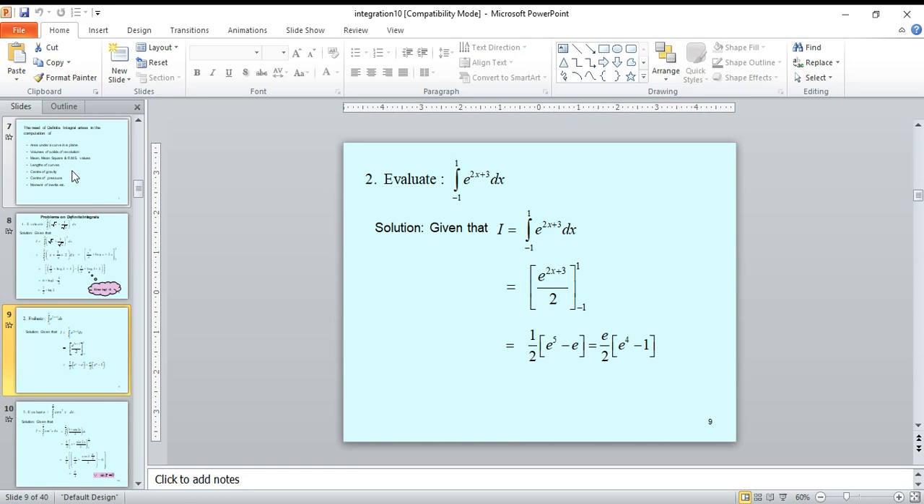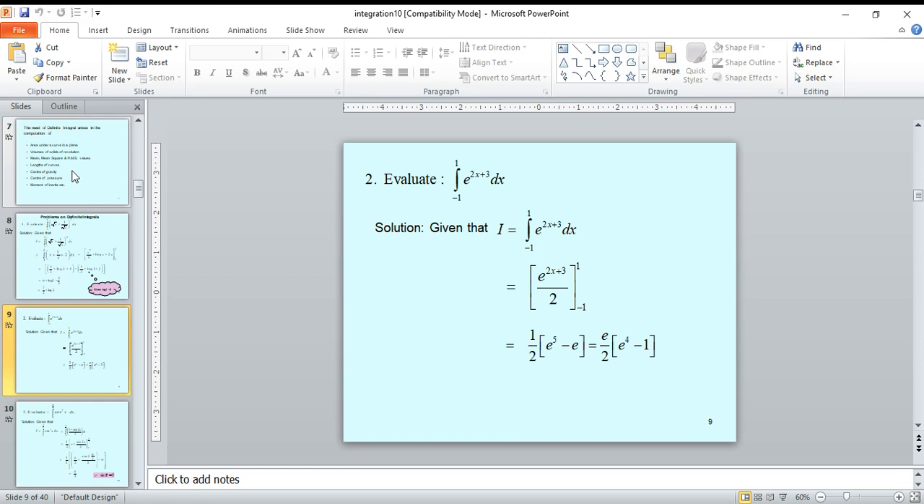Solution: given that I equals integration from minus 1 to plus 1 of e power 2x plus 3. The formula is e power ax plus b by a. Here it is e power 2x plus 3, where the coefficient of x is 2, so the denominator is 2. So e power 2x plus 3 by 2, with interval minus 1 to plus 1. Apply the upper interval and also the lower interval.